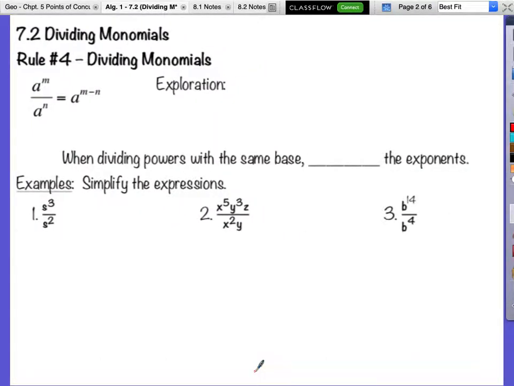When we divide monomials, we're going to subtract the exponents. So when we have powers with the same base, once again the same base a, just like when we multiply, they had to have the same base, we subtract the exponents.